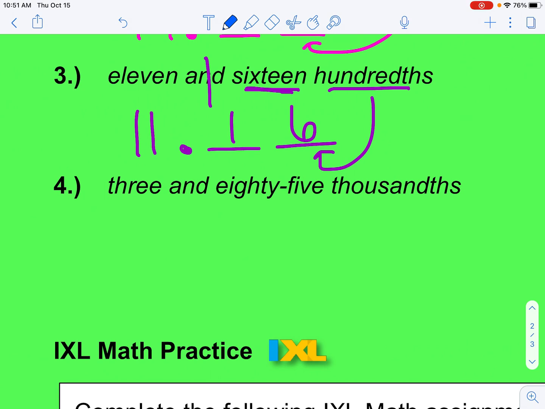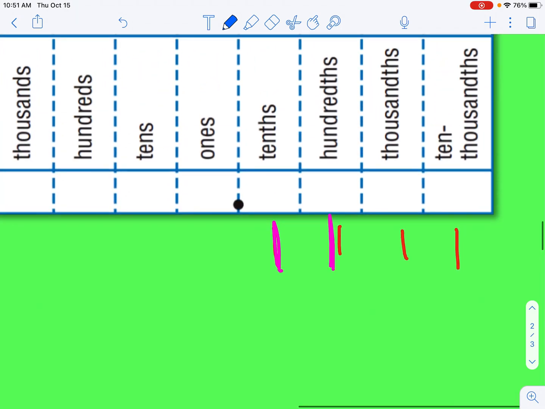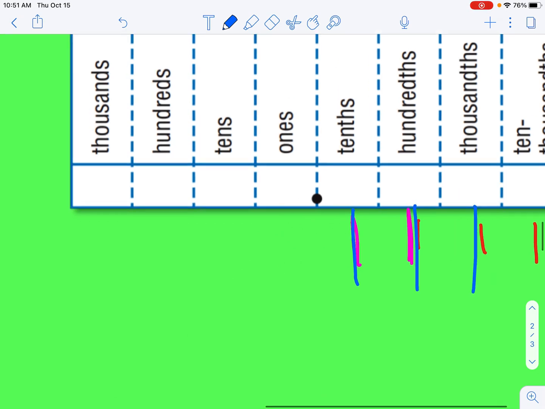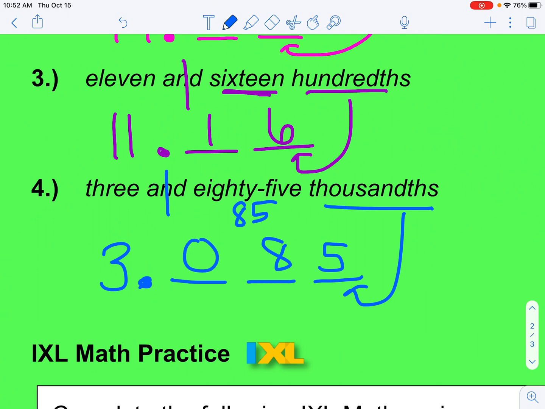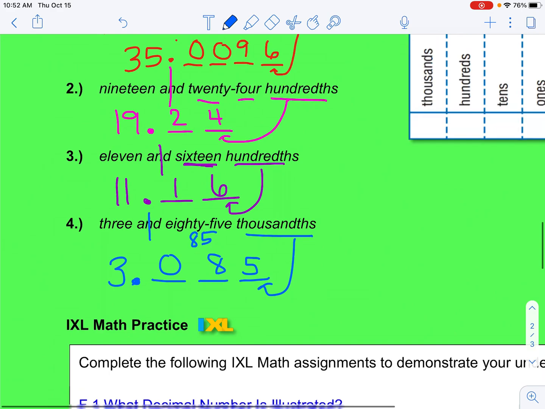Alright, and our last one, 3 and 85 thousandths. So again, draw your line. My 3 comes first, my decimal place comes next. Now I have 85 thousandths. So let's look at our place value chart and figure out how many decimal places I'm going to have. Tenths, hundredths, thousandths. So that's 3. So I'm going to draw my 3 lines. And I know the thousandths is that last place. So I have the right number of decimal places. So now it's saying 85 thousandths. So 85 is just 2 numbers. So they are my last 2 numbers. And my first one after the decimal place is just a 0.